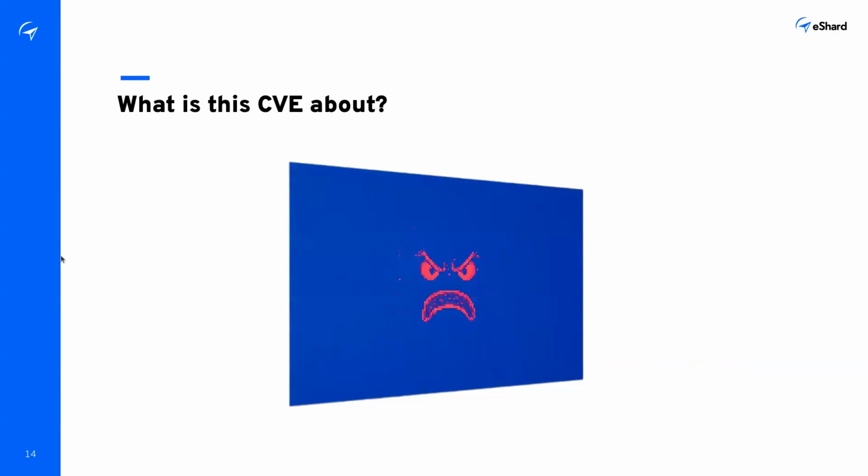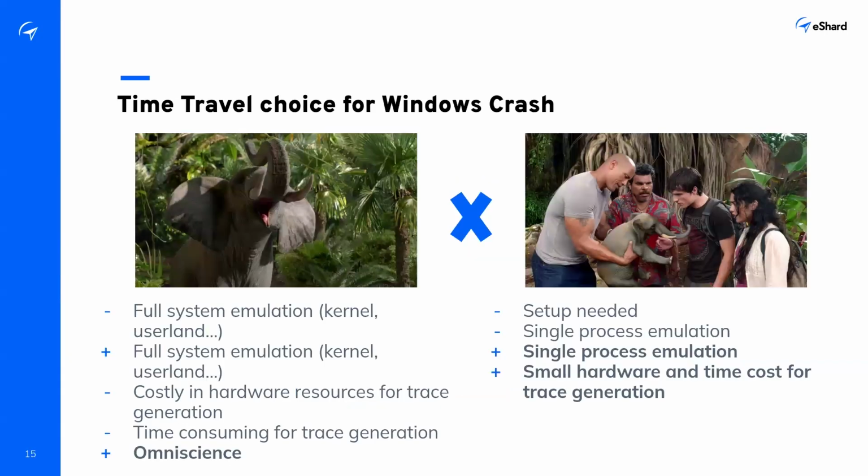So what does this bug mean? We have a blue screen of death, not happy Windows crashing, and we want to understand why. For that, we have to choose between the big and the small elephant. And that choice is quite fast this time because we need the kernel. We have to go with the bigger brother, the big elephant.